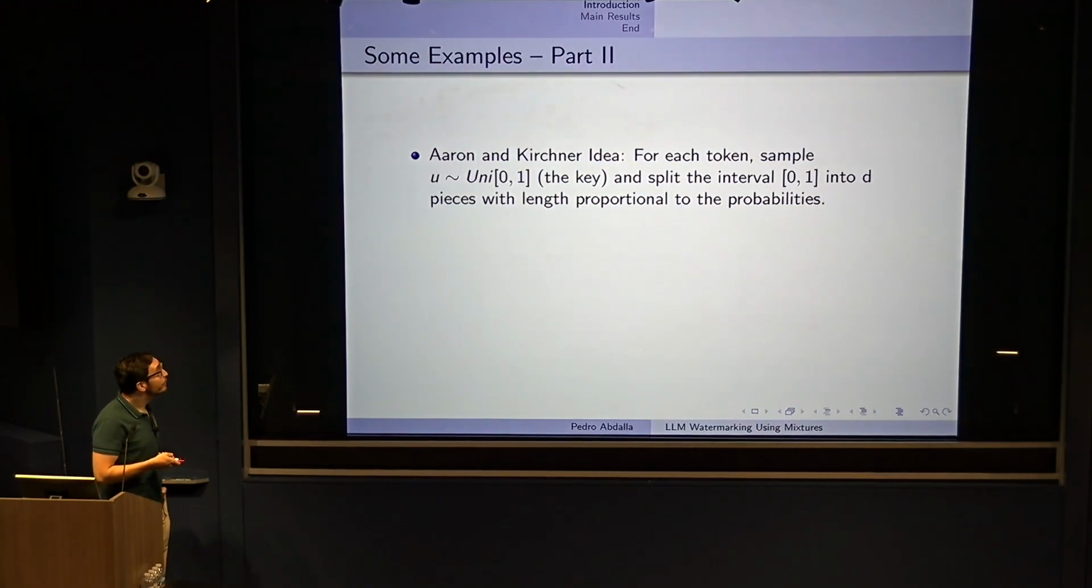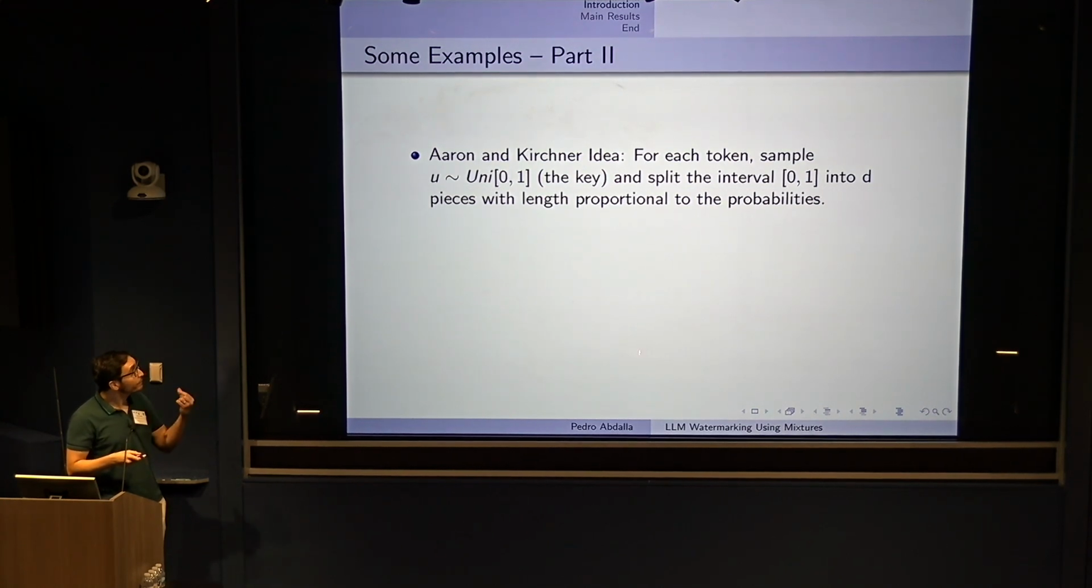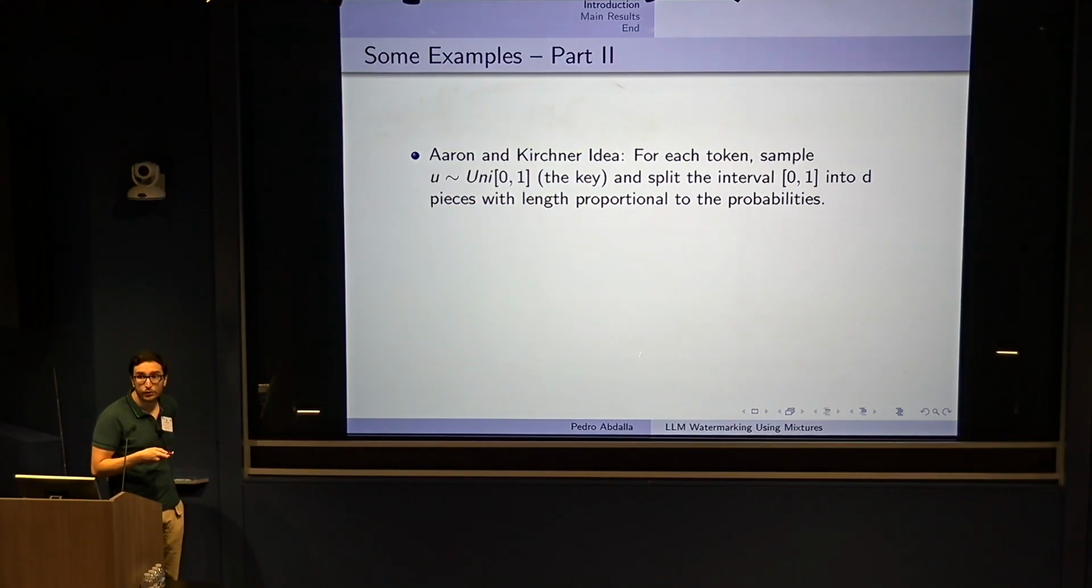Okay, so part 2 is roughly this idea that when you generate a token, you sample a uniform random variable in 0, 1. That's going to be your key. Split the interval 0, 1 into D pieces, D being the vocabulary size, and each piece has a length exactly proportional to the probability of that token. So if you have 3 tokens, say P1, P2, P3, you split the interval by P1, P2, P3, and you can check the probability is the same. It's actually a widely used technique to generate discrete categorical distributions if you can generate a uniform distribution.